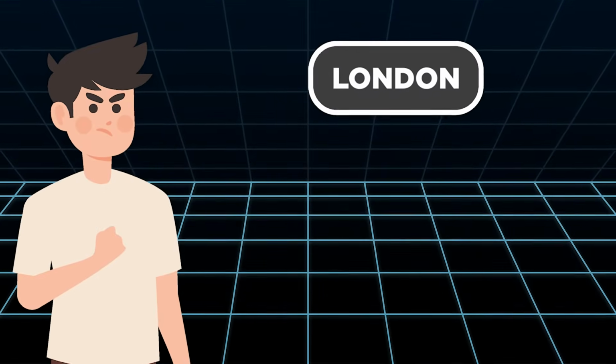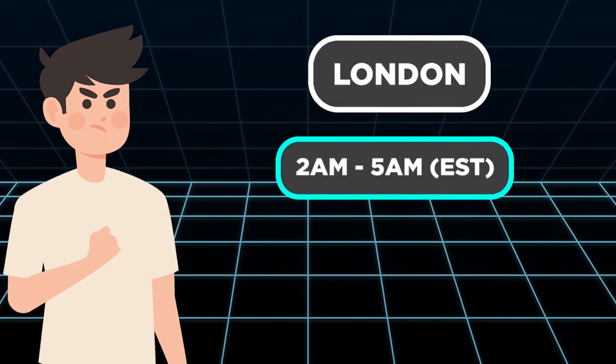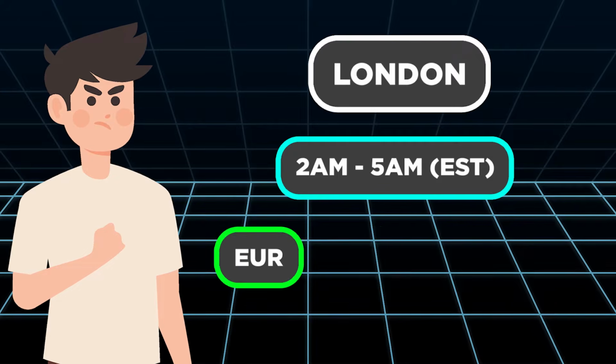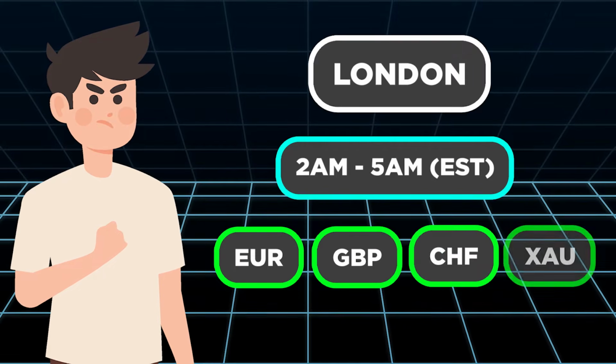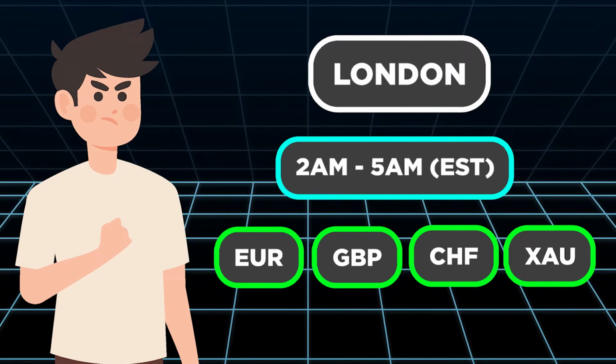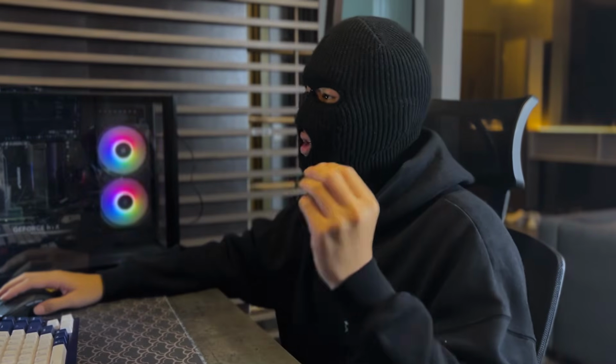Next, we have the London Killzone. This is from 2 AM to 5 AM. This is not to be confused with the London session open. Now, the Euro, the Pound, the Swiss franc as well as gold are the most active pairs traded in this session. This gives us volatility in the market to take out Asia consolidation ranges.